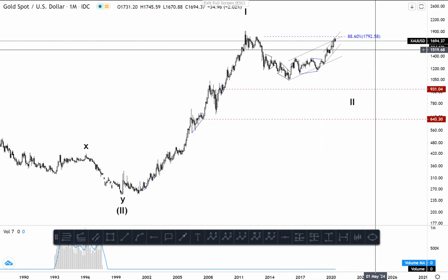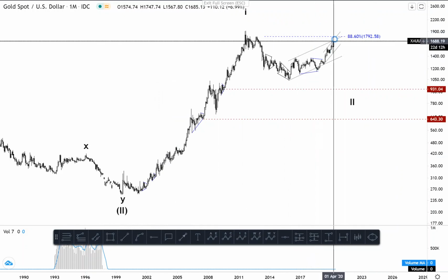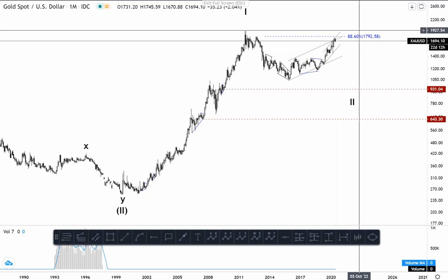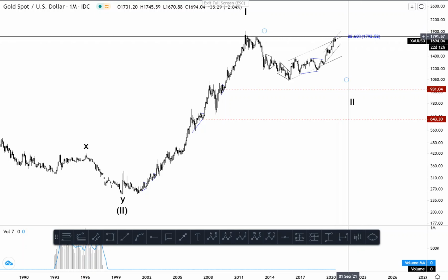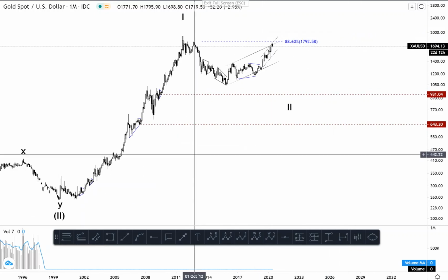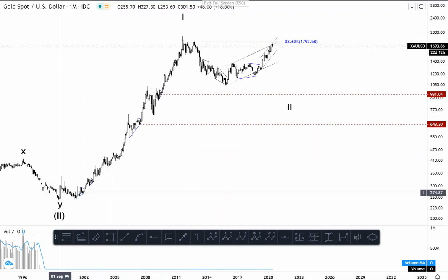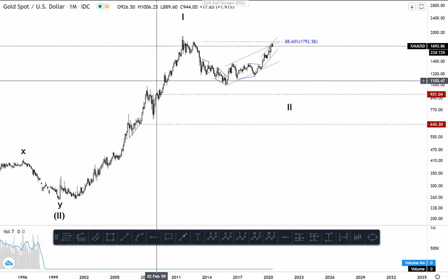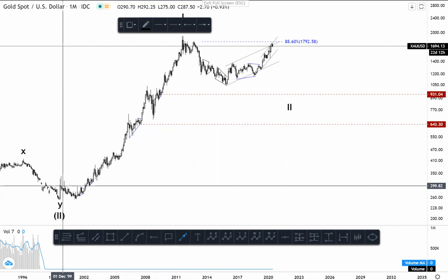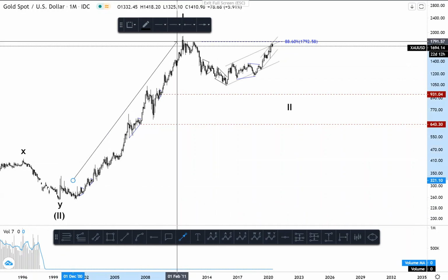Primarily, we can see that gold is retracing at the moment. This current monthly candle is retracing, and we're nearing the 886 Fibonacci level. However, since 1999, we have been in a strong uptrend. So this is what we call a primary 5-wave impulse.